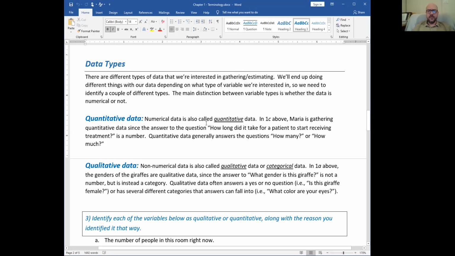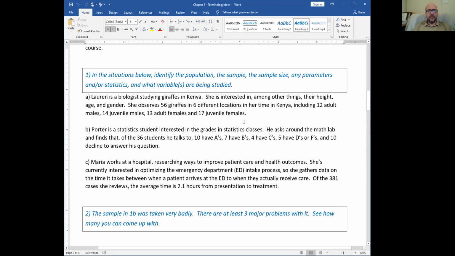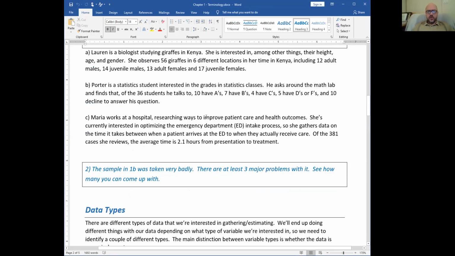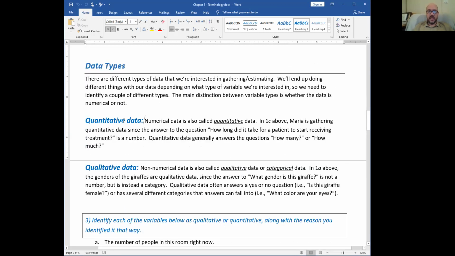So for instance, in 1C from the previous video, Maria here was researching ways to improve patient care and health outcomes. So she's interested in optimizing the emergency department intake process. So she's gathering data on the time it takes between when a patient arrives to when they actually receive care. And the amount of time that it takes for that to happen is a number, right? 2 hours, 30 minutes, something like that, right? So that is numerical data, that is quantitative data.